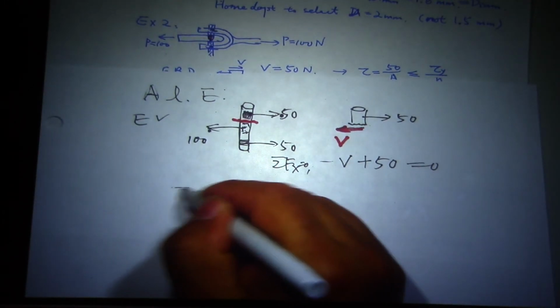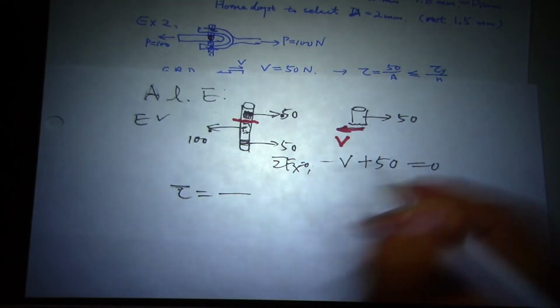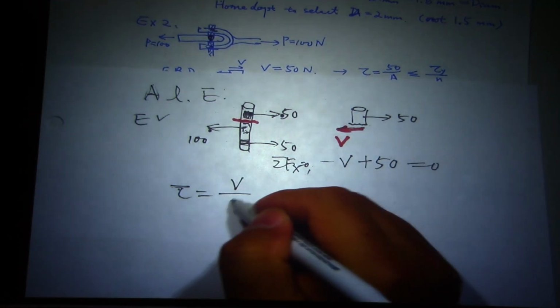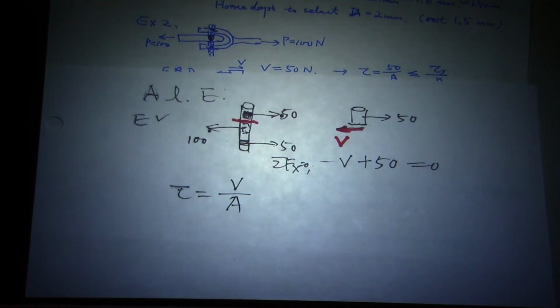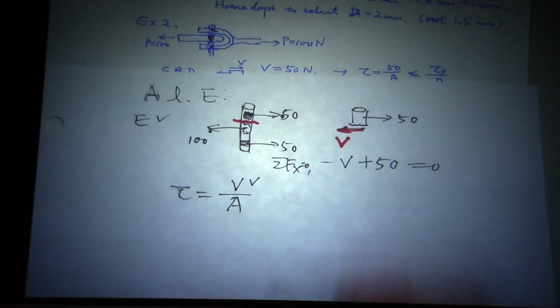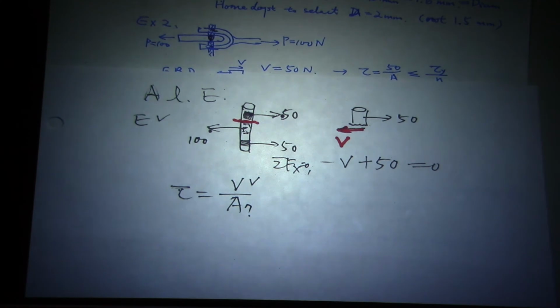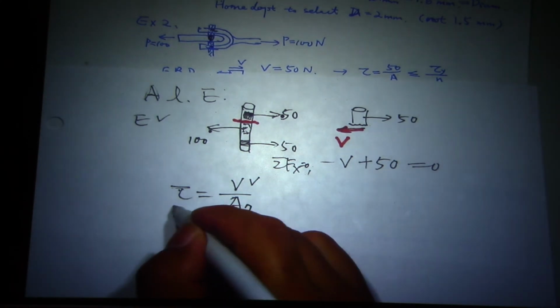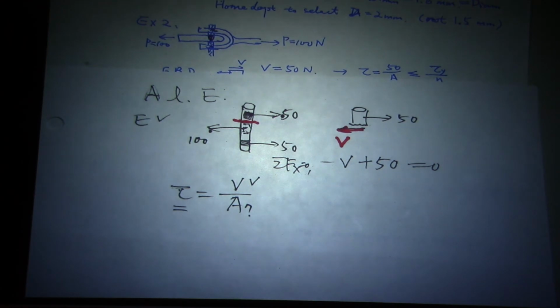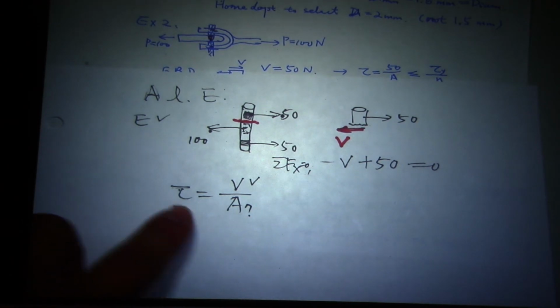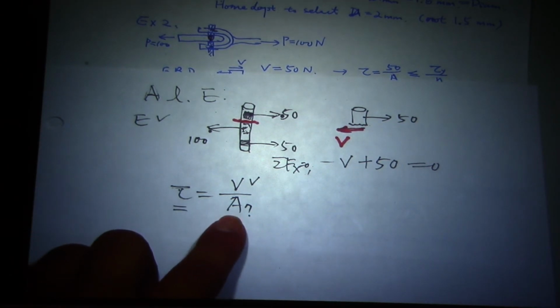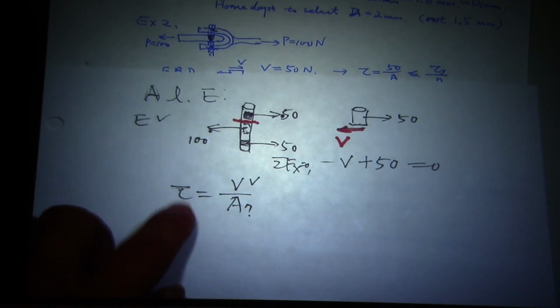So basically, the stress is supposed to be this V, I know it's 50, divided by the area, right? Okay, so I already know V. I'm looking for A. Now, how can I find out A? I need to know the stress tau, right? If the tau can go very high, then I can use a very small area. If the tau can only go very low, then I have to use a bigger area. Okay, so how can we decide tau?